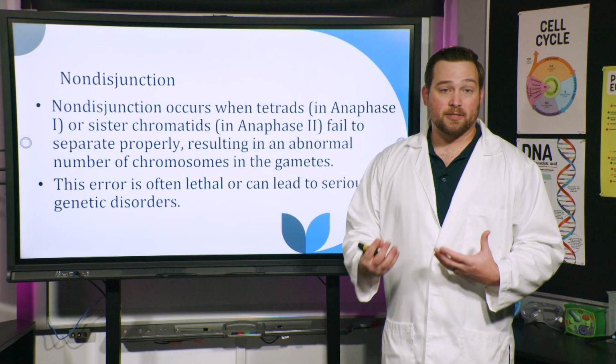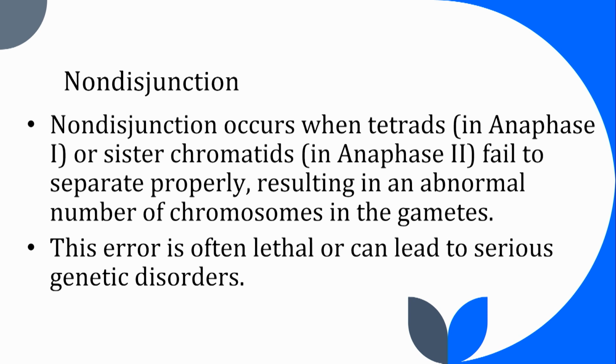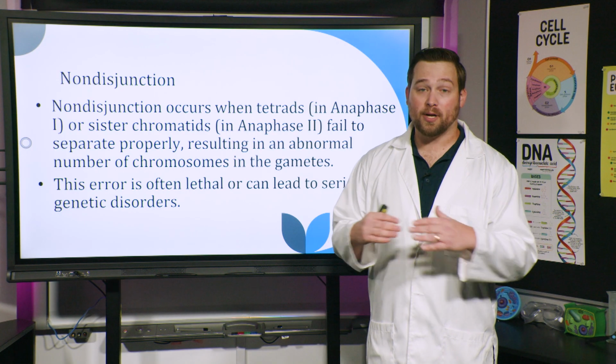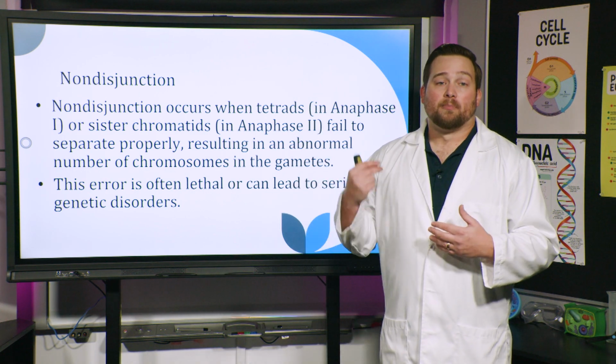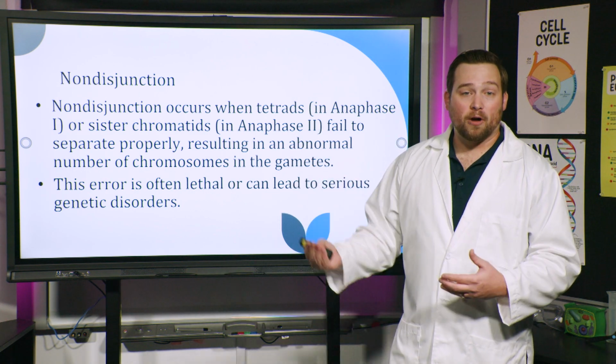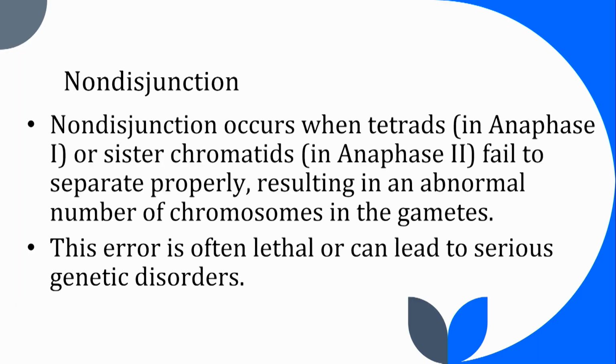This is a new term that's very important that I need to talk about. It's called non-disjunction. So non-disjunction happens during anaphase. It can happen during anaphase 1 or anaphase 2. What is non-disjunction? It is a failure to separate properly, and this results in an abnormal number of chromosomes in the gametes. So non-disjunction, it's rare, we don't want it to happen, but it can lead to some developmental issues, okay? Non-disjunction, this error is often lethal and can lead to serious genetic disorders.